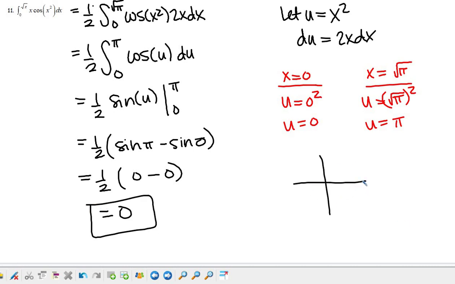So remember, sine is y. This is 0. This is pi. So this is 1, 0. And this is negative 1, 0. So sine is the y value. So I didn't go up or down any.